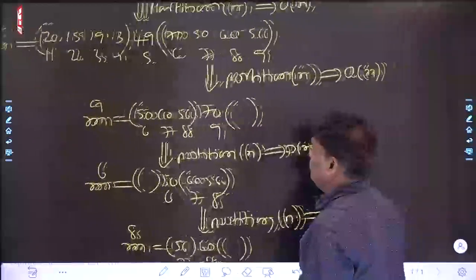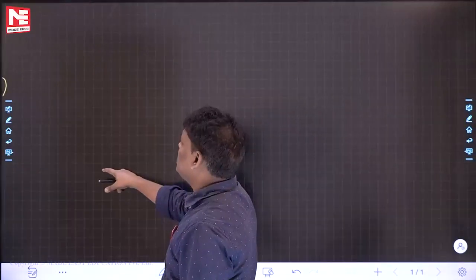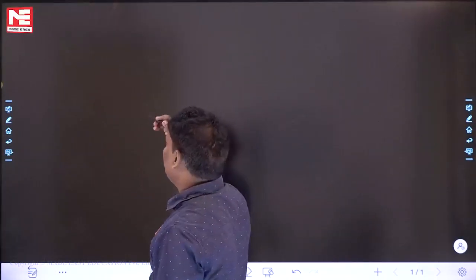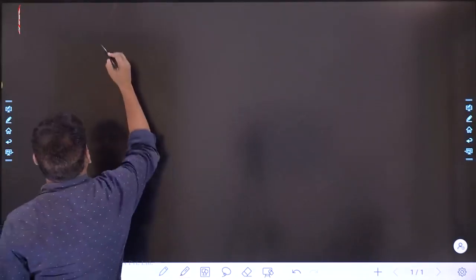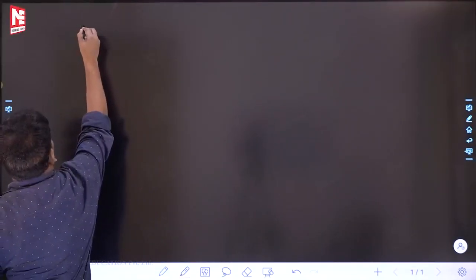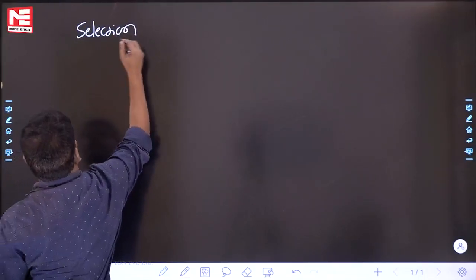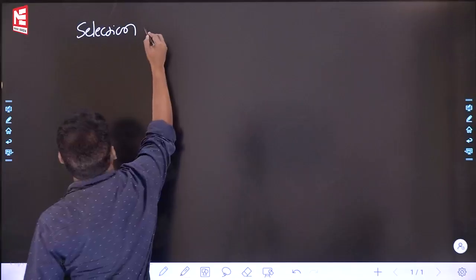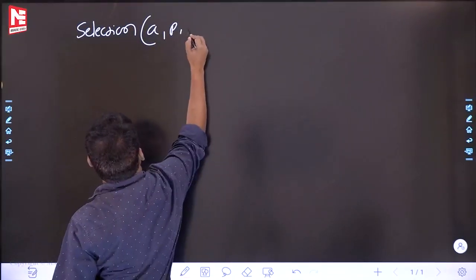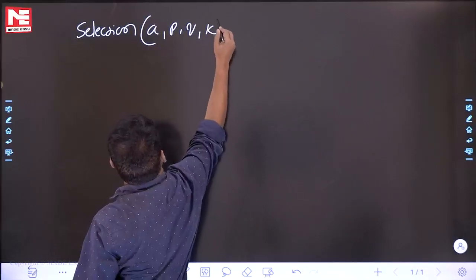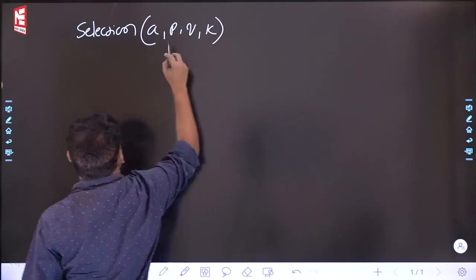I am writing the algorithm. It is very simple. Please listen. If you are okay with the numerical example, this algorithm is going to be very simple. I am starting. See the algorithm. What is the name of the algorithm? Selection procedure. Selection algorithm. Input: array A, which contains P to Q elements. In that I want to find out the kth smallest element.